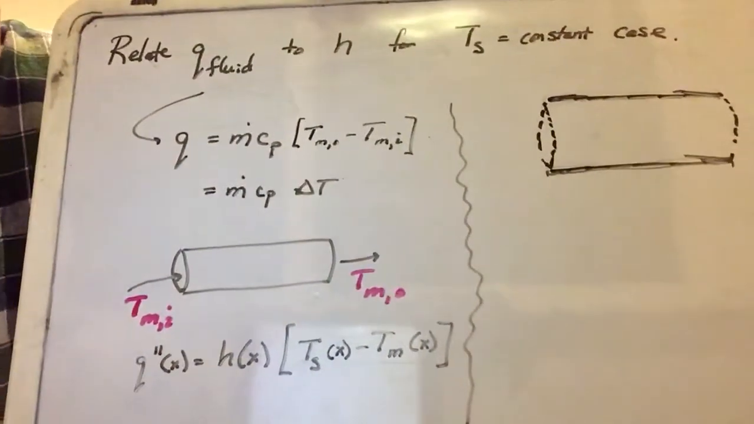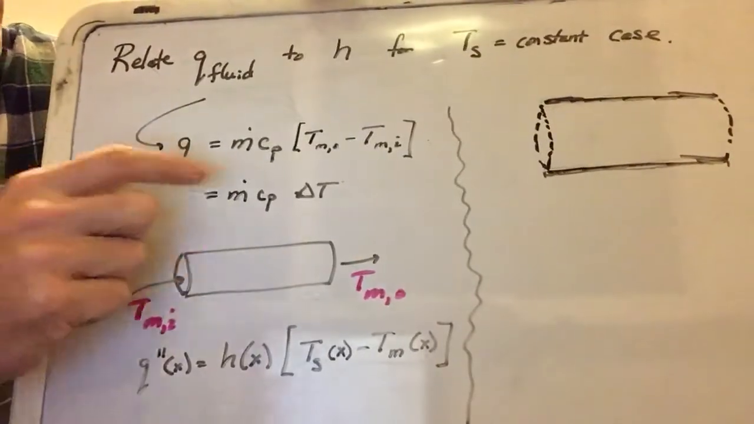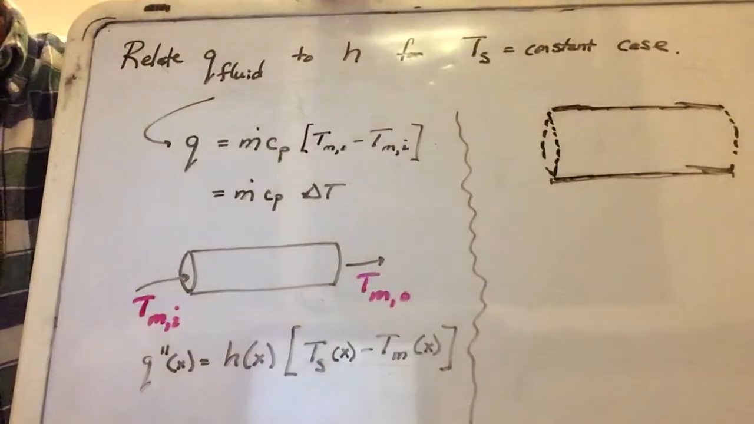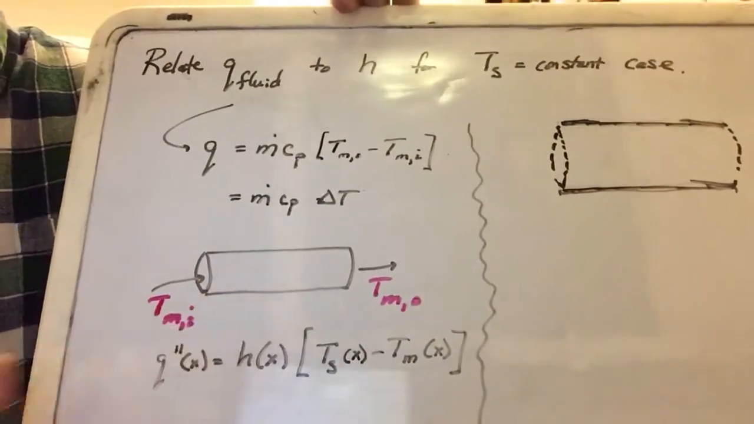All right, so backtracking just a little bit, some of our basic equations, this one right here, m dot Cp times the difference between the outlet temperature of the fluid and the inlet temperature of the fluid, that gives us the heat transfer to the fluid. This is a representation of what's going on.